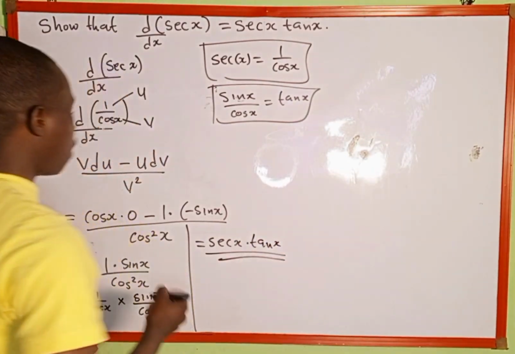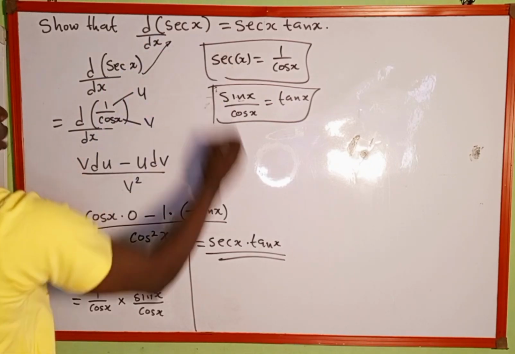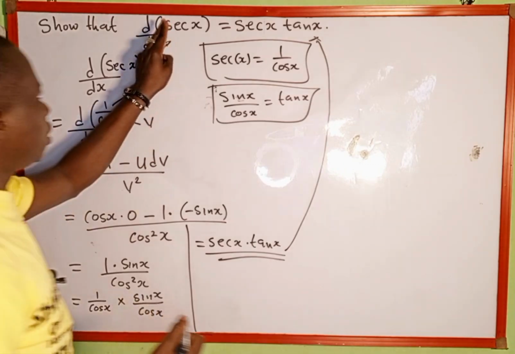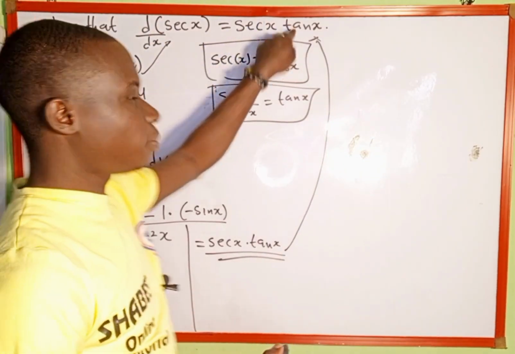So therefore, we have shown that the left hand side of this equation is the same as the right hand side. So this is how to prove that the derivative of sec x with respect to x is the same as sec x multiplied by tangent x.